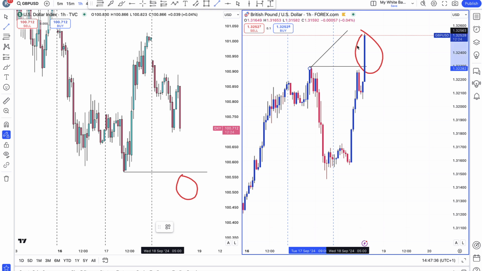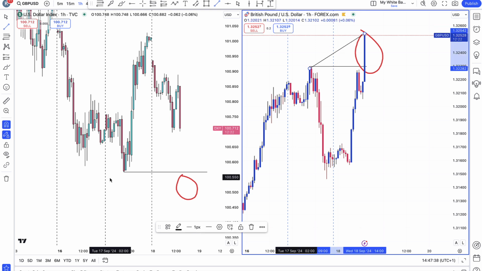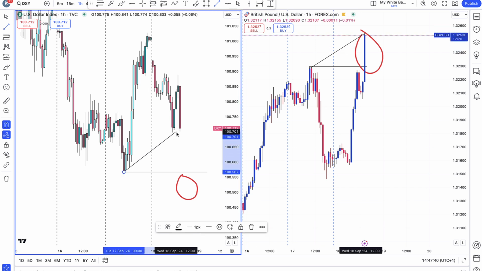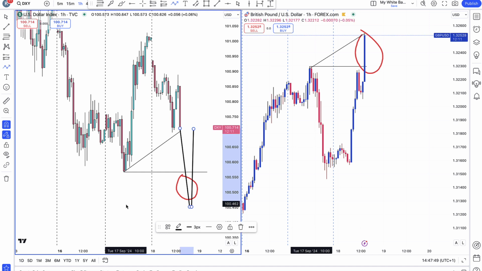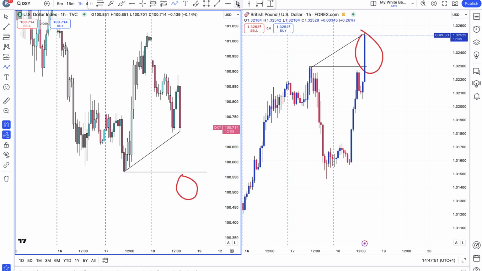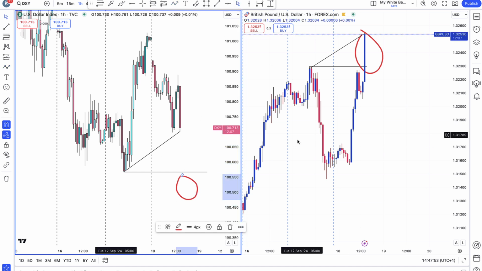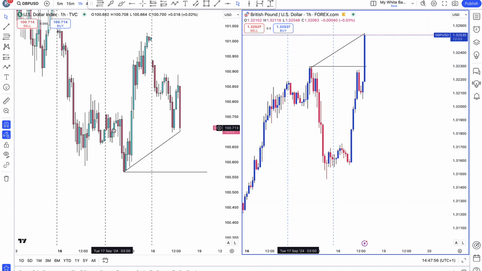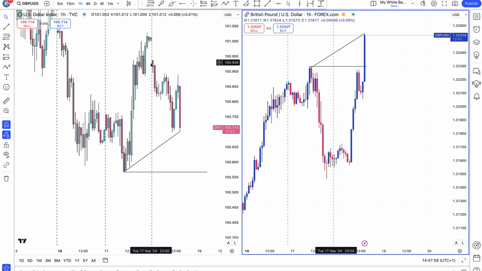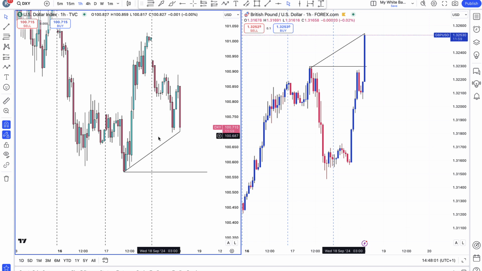This is SMT divergence here. Look at this, this is divergence. This was supposed to create a low. It was supposed to go below here too. That was supposed to be the ideal price action on each point. But now I am seeing GBP is creating a high while DXY, that is the dollar index, is creating nothing.